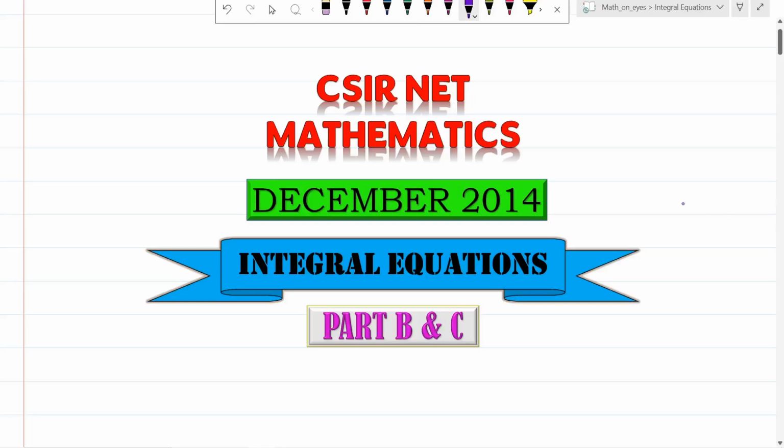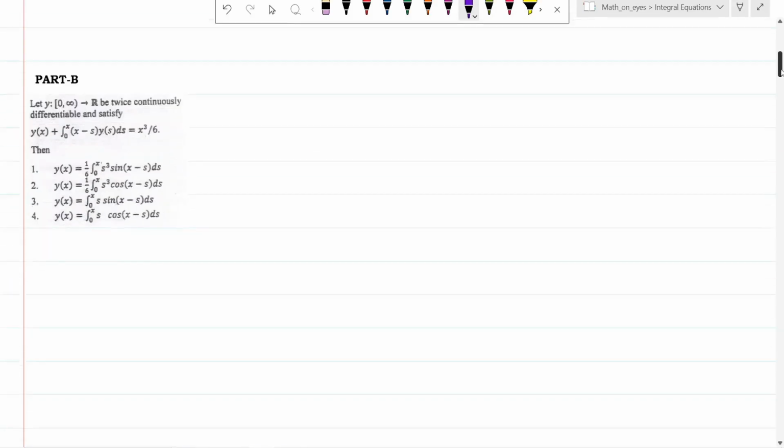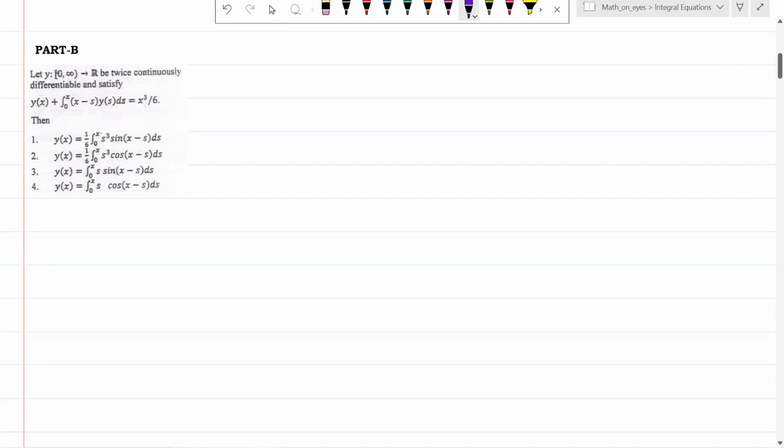December 2014 integral equations. There are two questions, one question from part B and one question from part C. The first question: let y, a function from closed 0 to open infinity to R, be a twice continuously differentiable function. So this is a hint given in the problem, satisfying the integral equation, and we need to find the solution, right?